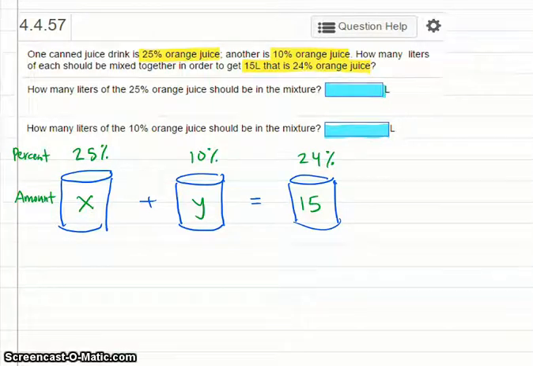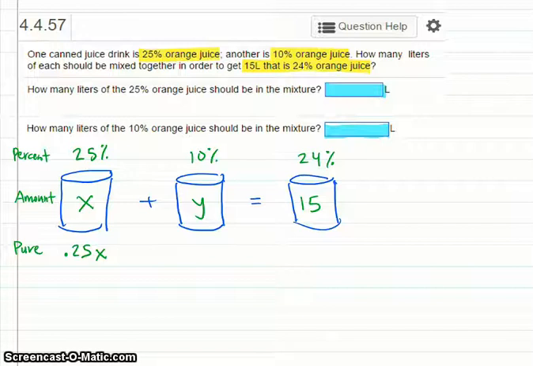The last thing we need to know is how much of each we have in pure amount. So what is the pure amount of each solution? With the first one, the 25% concentration, we have X amount and its concentration is 25%. So the pure amount would be 0.25 times X.